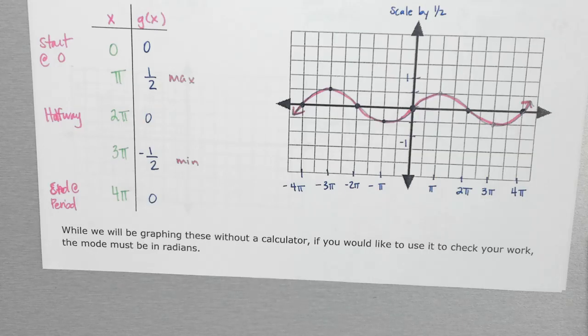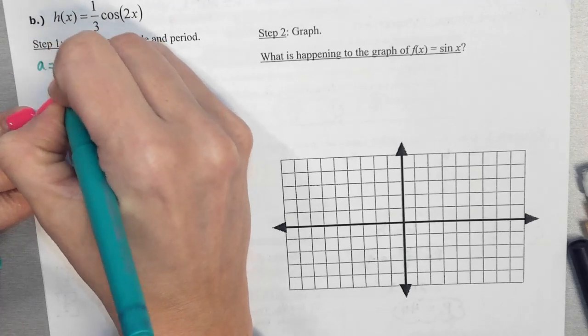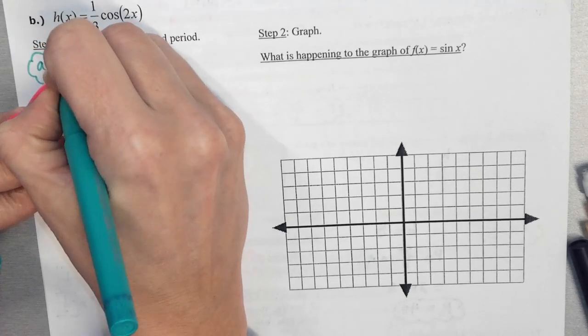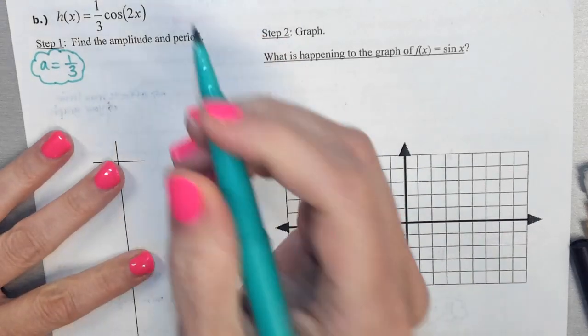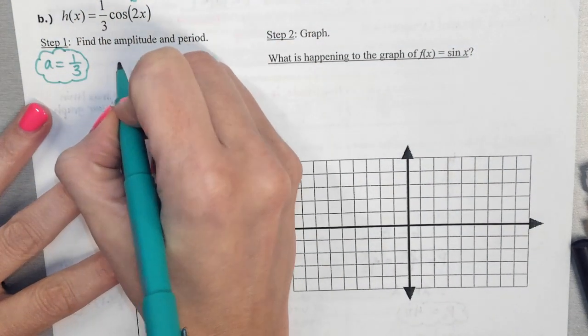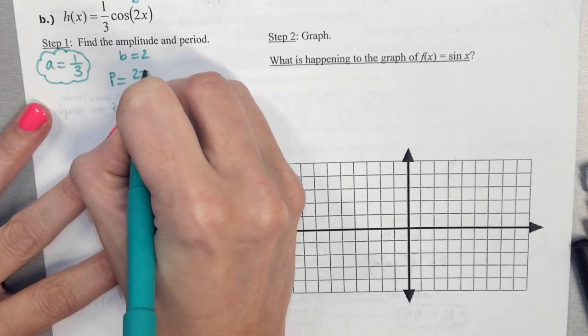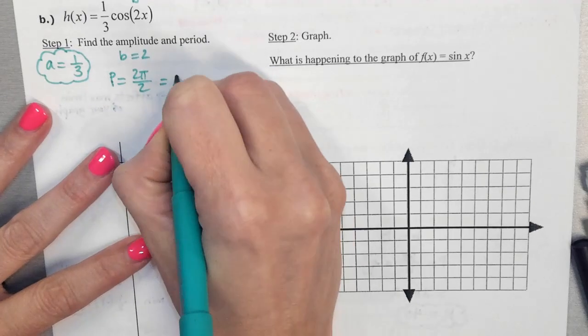Okay, so on part B, what do we get as our A value? What do you get for A? 1/3. Okay, so that's going to be your amplitude, and that's going to affect the maximum minimum. Okay, so here's your A value, here's your B value. So when you calculated the period, if your B value is 2, the period is just going to be what? Pi.